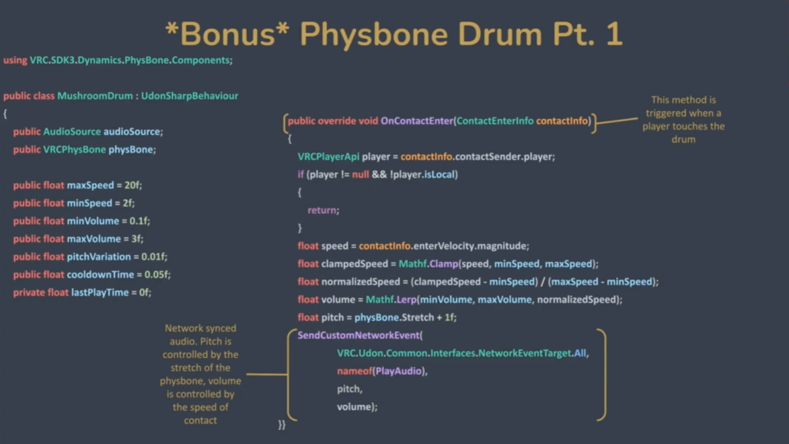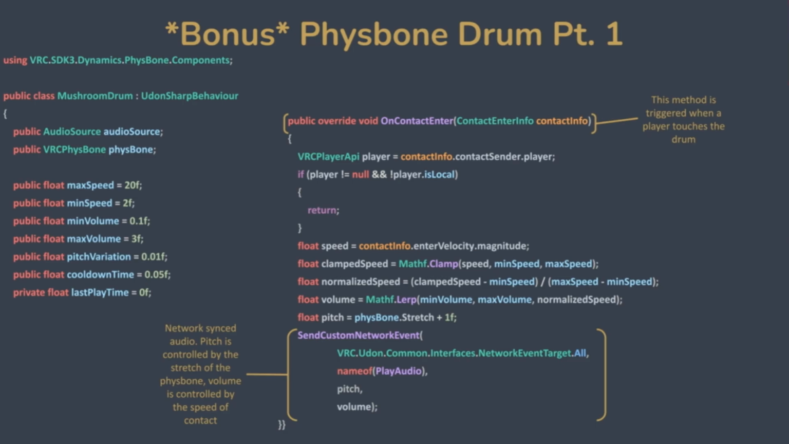So in here we have OnContactEnter, which happens whenever we hit the drum, and in here we have the player that comes along with that contact sender. So we detect what player started the contact, and then we check whether or not they exist. You can have something like a drumstick that doesn't belong to any player, and in that case, you want to ignore the player value. So we get the speed, which is simply the magnitude of the velocity of the contact. We clamp it to our minimum and maximum, and then normalize it so it's a value between 0 and 1.